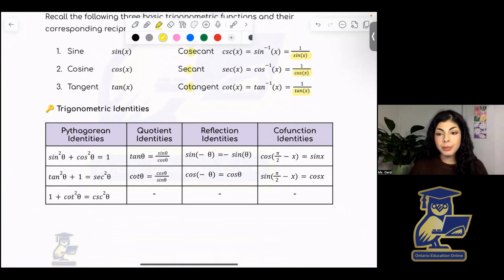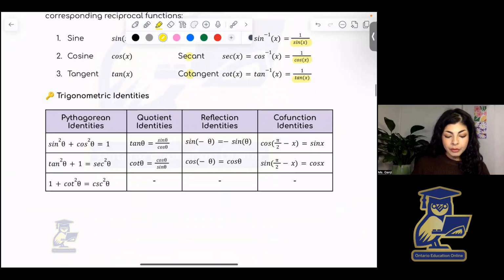So throughout our proofs and when we are solving some trigonometric problems, you'll see me use some of these to rearrange the function or simplify some of my expressions. So first we have the Pythagorean identity. Sine squared plus cosine squared is equal to 1. We also have tan squared plus 1 is equal to secant squared.